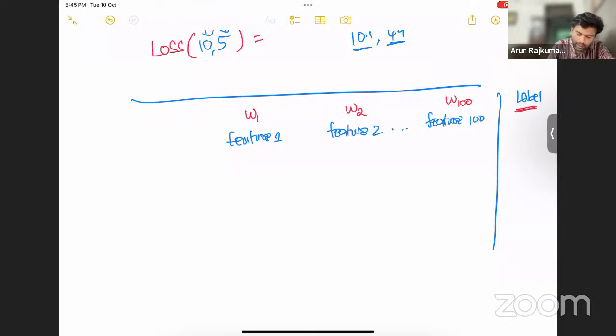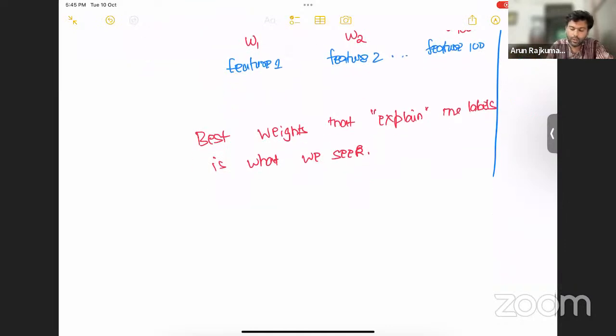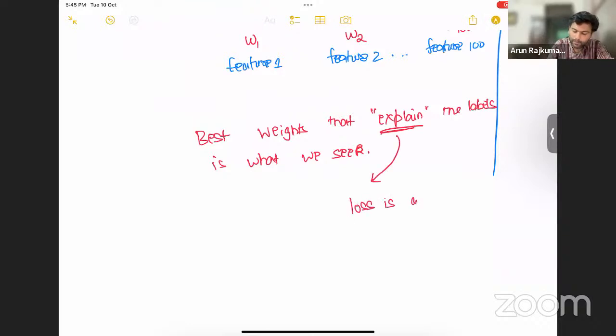Which means that the best weights that explain the labels is what we seek. So that is what we seek in a regression problem. So what do you mean by explain the labels? Well, explain the labels means the loss is as small as possible. Right? So now what is the loss?